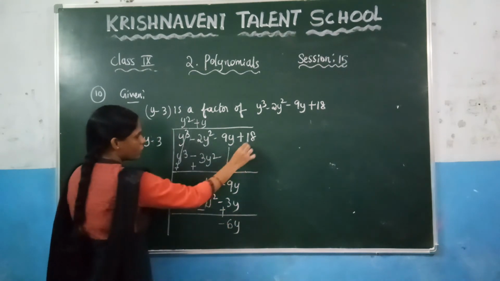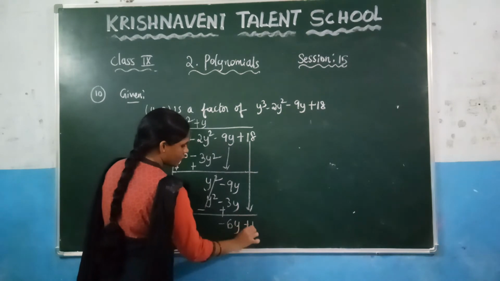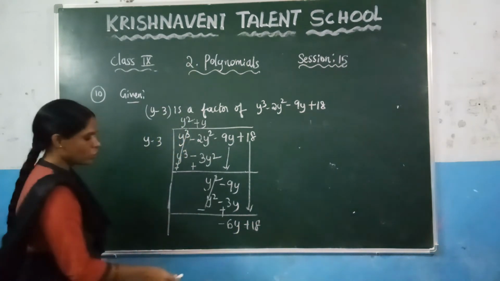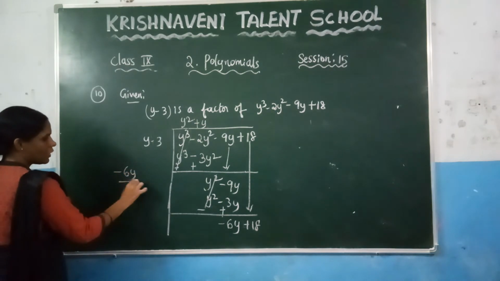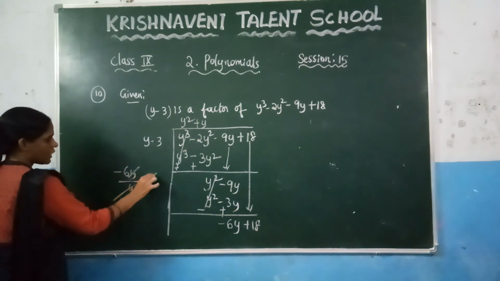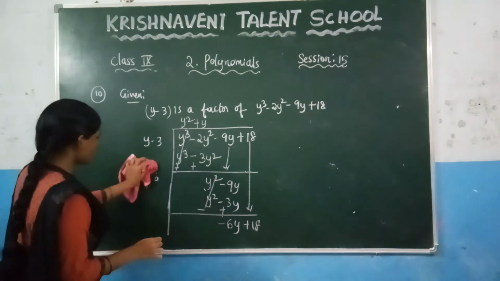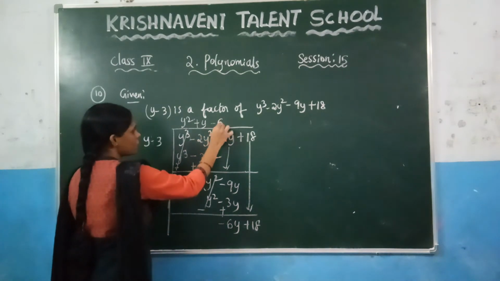Now take this value down, plus 18. Again, what we need to do is divide this term and this term. So divide minus 6y by y. This y will get cancelled, you will get minus 6. This is the next term in the quotient, write it here: minus 6.